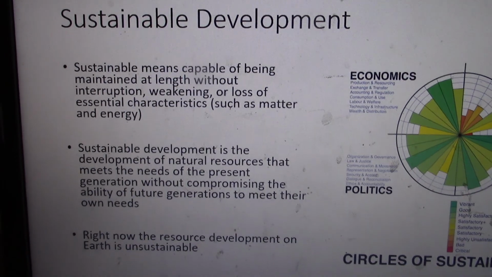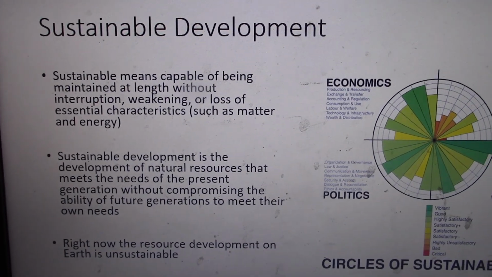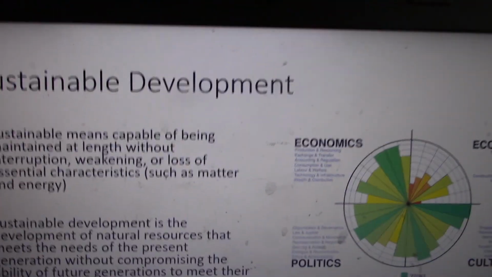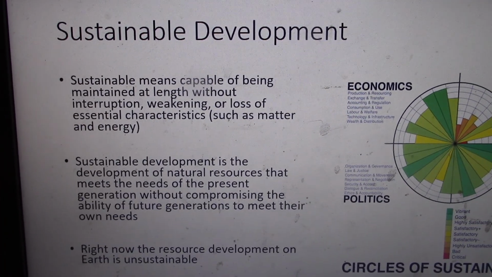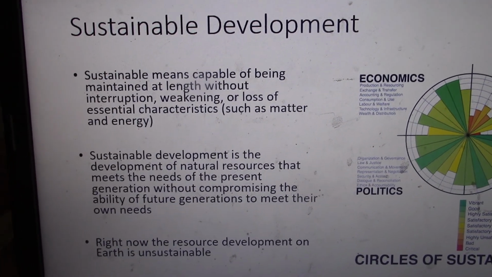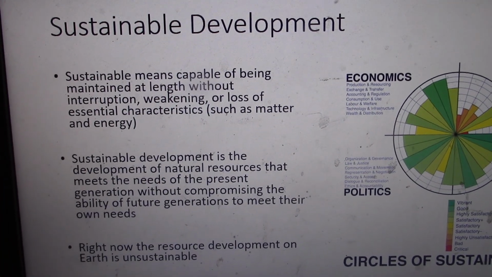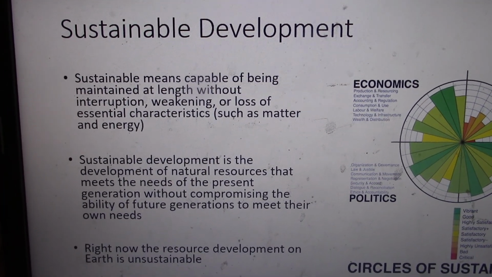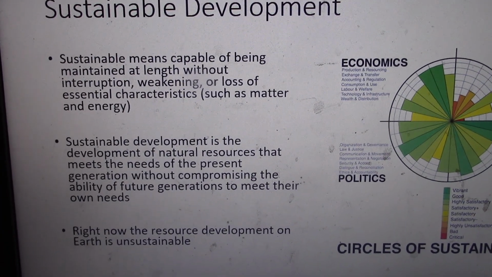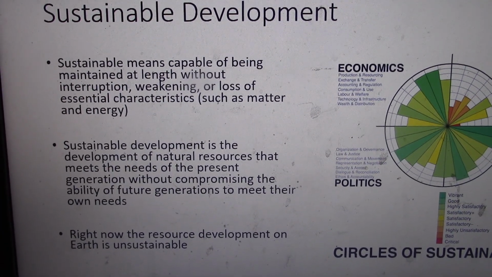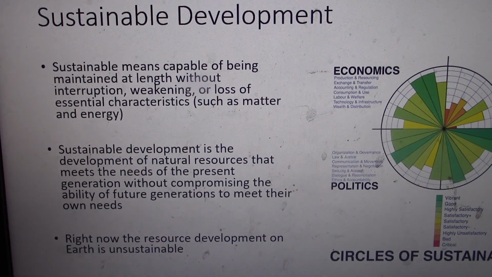So the last part looks at sustainability, so I'm going to look at some sustainable types of energy production for the last little bit of this lecture, and then that'll be it for Science 30. So what sustainability means. Sustainable means capable of being maintained at length without interruption, weakening, or loss of essential characteristics. All right, so you can sustain something at its current state essentially forever and nothing is compromised.